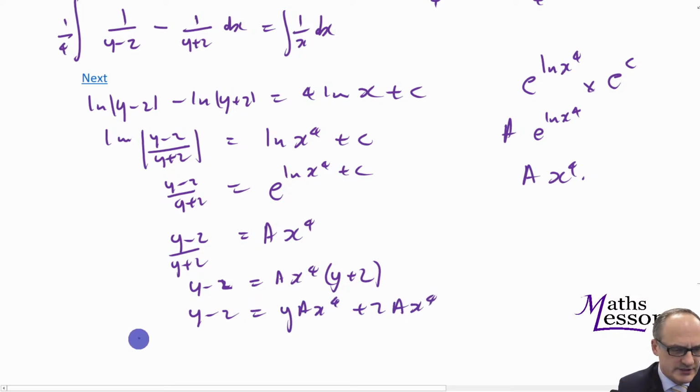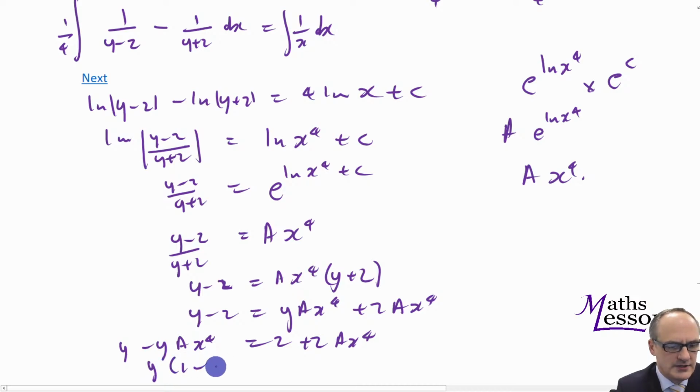And now I can get all the y's on the same side. So I've got y minus y(a)x to the 4 equals 2 plus 2(a)x to the 4. I'm going to take the 2 to the other side. Now I can factorize this out. So I've got y, open brackets 1 minus ax to the 4.